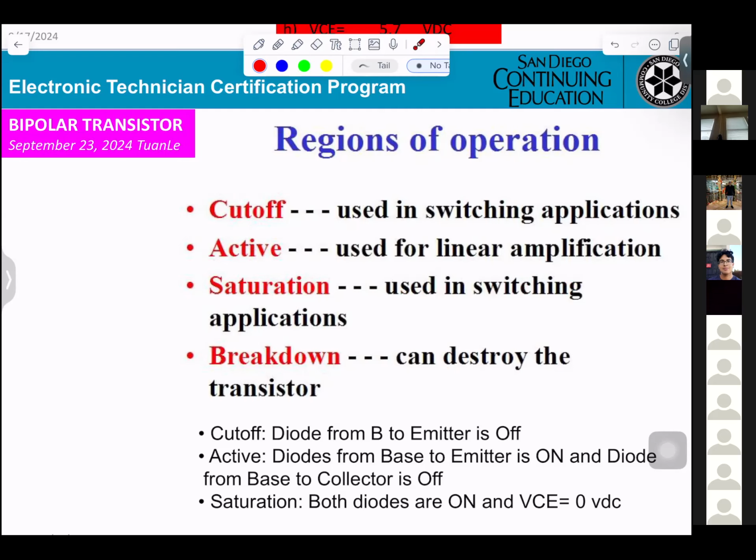So basically, we want to use the transistor in the active region, right, if you want it to be an amplifier. Then it has to be in active. However, if you would like to turn it on or turn it off, then it has to be in saturation or cut off, like you turn your light switch on or off.